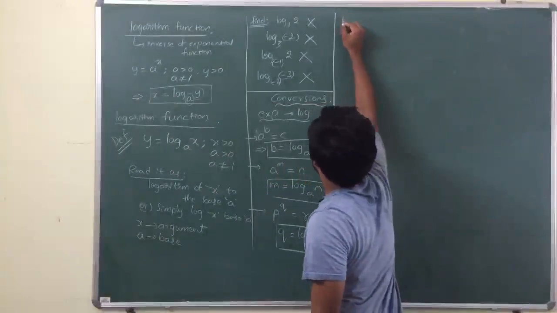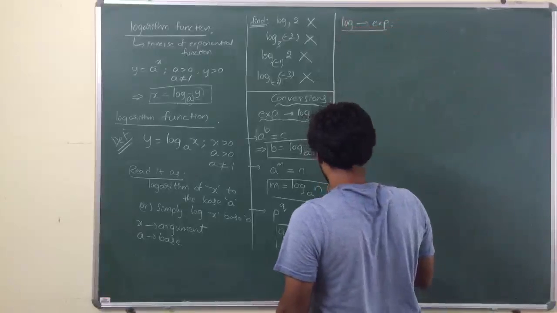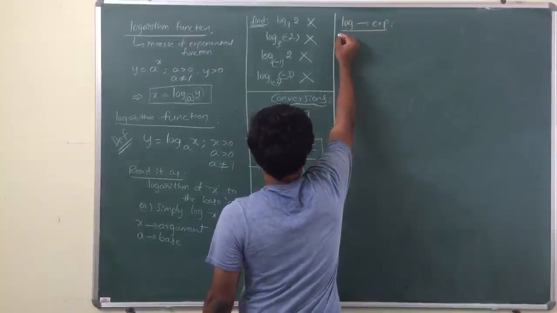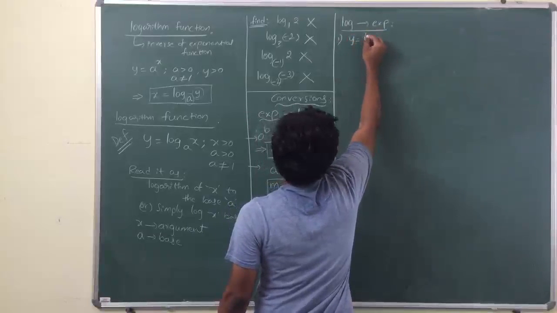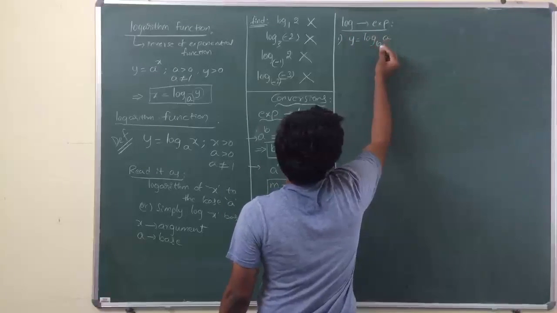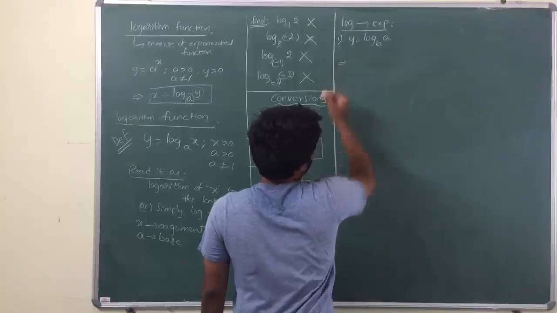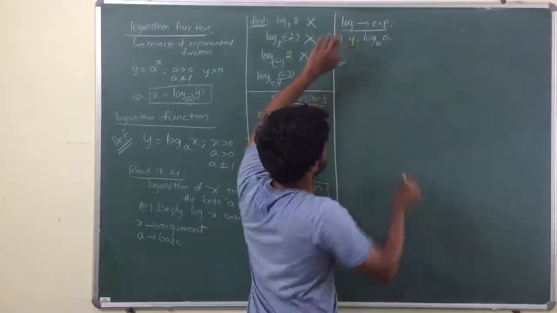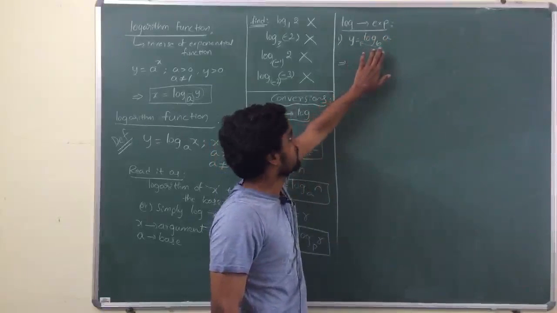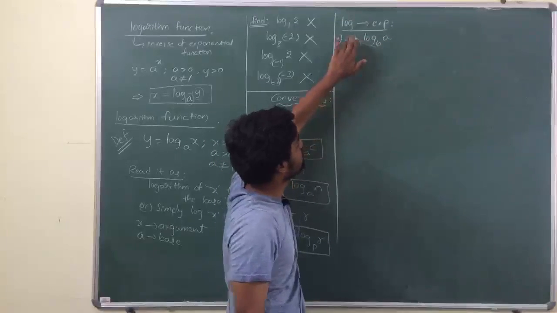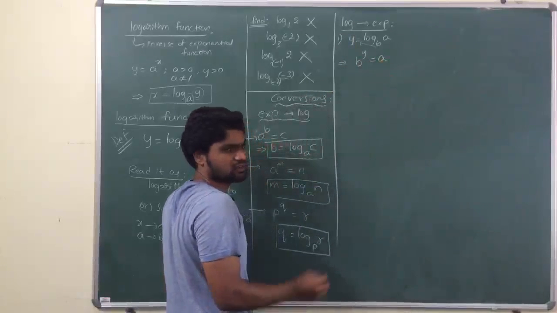Next, logarithmic to exponential conversion. See one by one. First one, y is equal to log a to the base b. How to convert that? See, it's simply like a cross multiplication. But not b into y, it's b raised to y. It's like a simple cross multiplication.